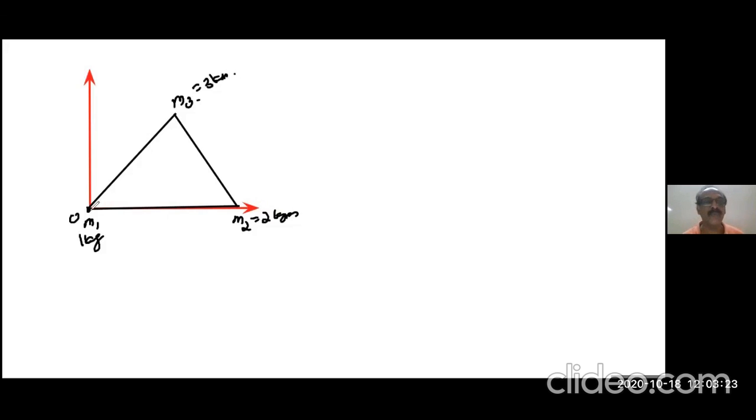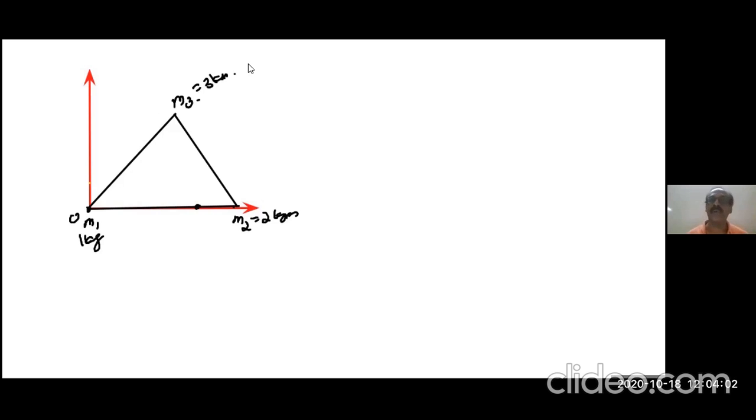If there were only 1 kilo and 2 kilo, the center of mass would come somewhere here, right? Yes, sir. When there is 3 kilo, it will shift slightly to this point. Somewhere here it will come, right? So we need to find this: from the origin to that point, what is the center of mass? This has an x-axis as well as a y-axis, so two answers will come. We have to find the x and y coordinates. Clear?